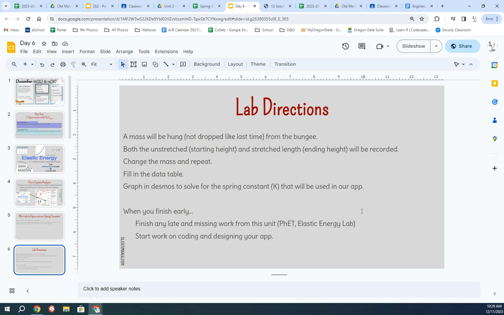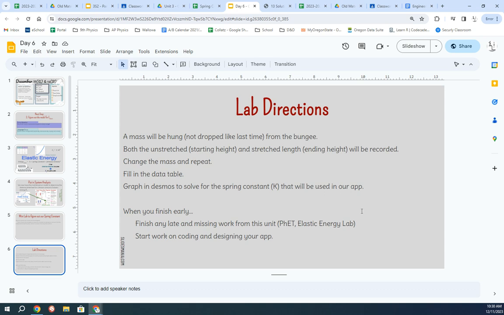Again, this is different than what we did last time. Last time we dropped the mass. This time we're going to gently place it and lower it down until it reaches what we call equilibrium. So we want it to just stay there. It's not moving, it's not going up or down, it's just staying there. And when it's just hanging there, the bungee should be stretched.